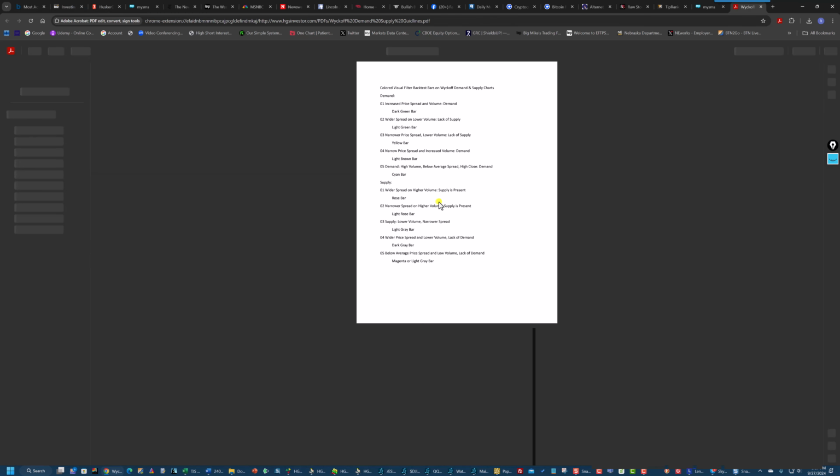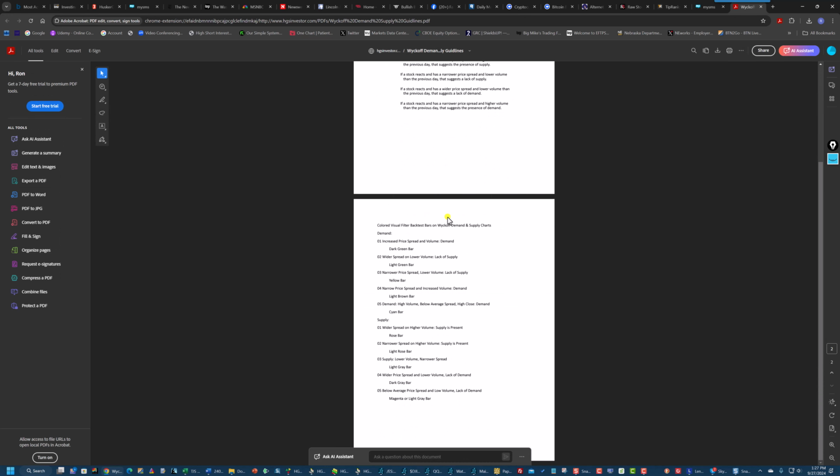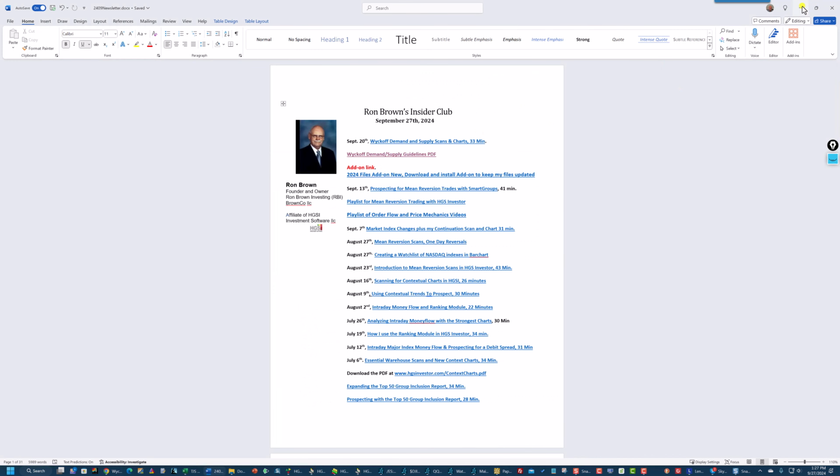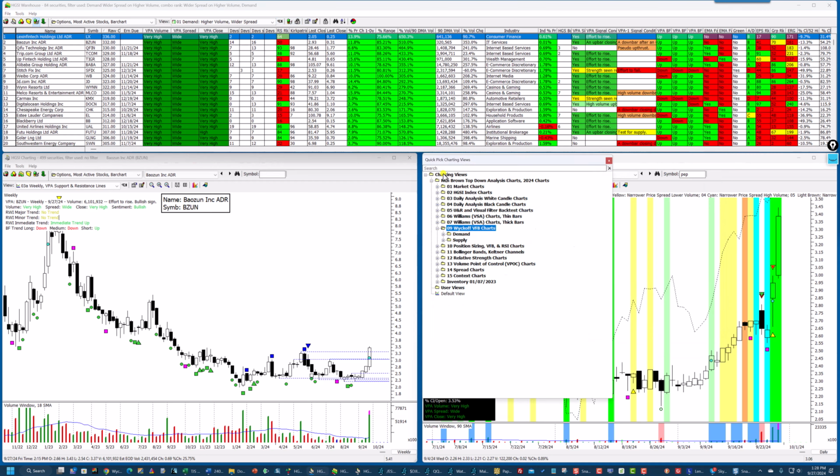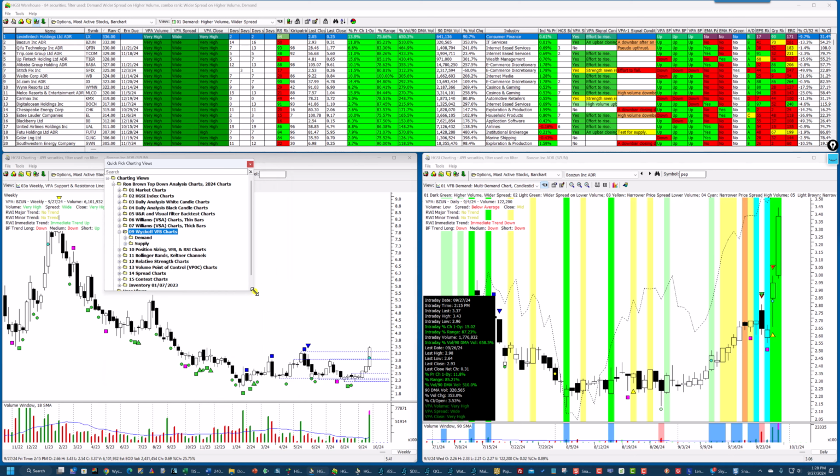Now, let me click on this and bring this up. There were 6 scans in the supply side, but it was pretty much a duplicate of one of the other scans, so I eliminated it. And this is the updated sheet here explaining the colors and what these bars actually mean. For example, 01 is increased price spread and volume, which is demand, and that's a dark green bar. And I'm going to go to that right now, and you can see where I am. I'll resize this.